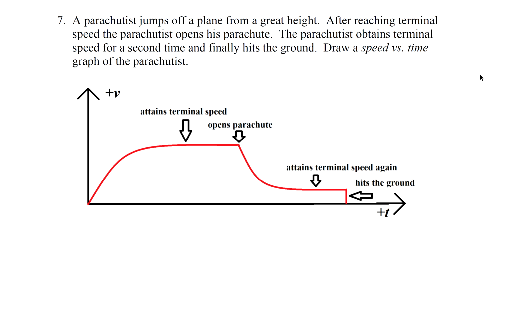Question 7. A parachutist jumps off a plane from a great height. After reaching terminal speed, the parachutist opens his parachute. The parachutist obtains a terminal speed for a second time and finally hits the ground. Draw a speed versus time graph of the parachutist. So it's going to look like this.